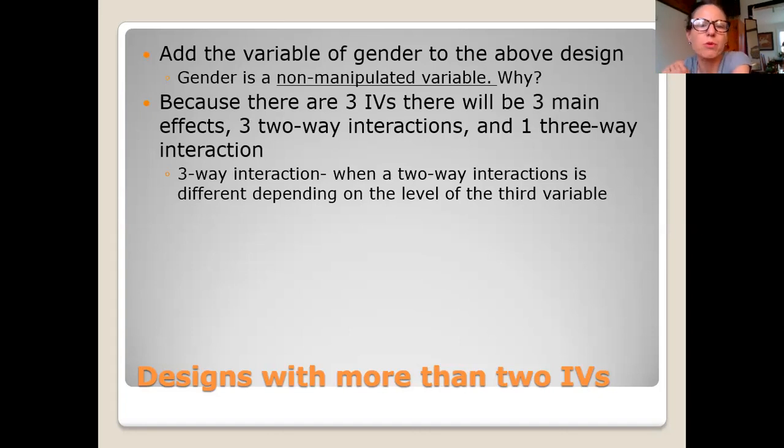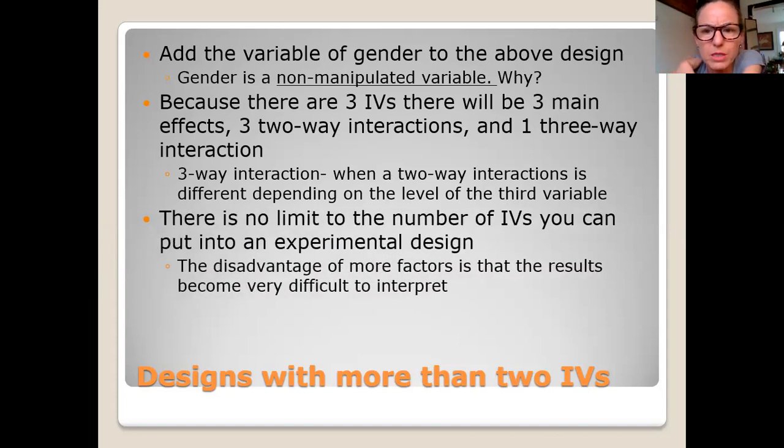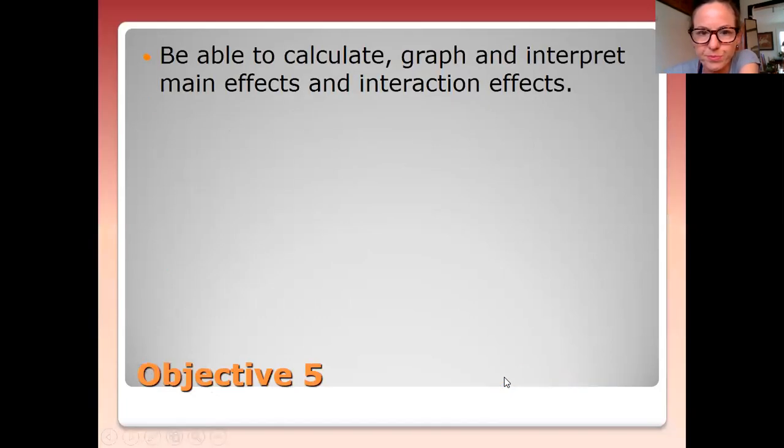And a three-way interaction is when a two-way interaction is different depending on the level of the third variable, and it can get very complicated. We don't tend to do it, and the reason why is because it does get so complicated. There's no limit really to the number of independent variables you can put into an experimental design, but it's rare that people do more than two, because the disadvantage is that it becomes very difficult to interpret.